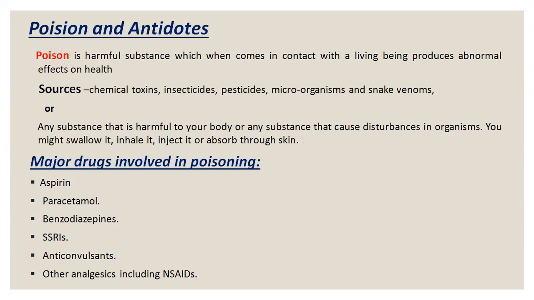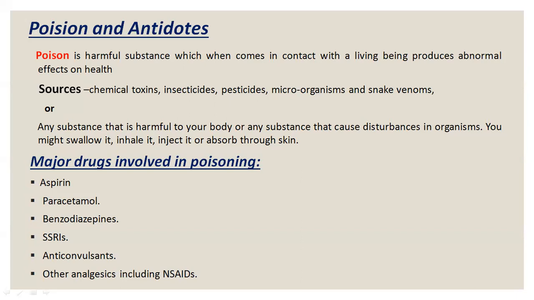Very simple. What is meant by the poison? It is a harmful substance. When it comes in contact with a living organism, it produces abnormal effects on your health. Poison is nothing but the vish. In Marathi it is called vish. It is a harmful agent. जेव्हा तो आपल्या कॉन्टॅक्ट मध्ये येतो, when it comes in contact with the living organisms, काय करतात ते, it produces the abnormal effects on your health. That is called a poison.